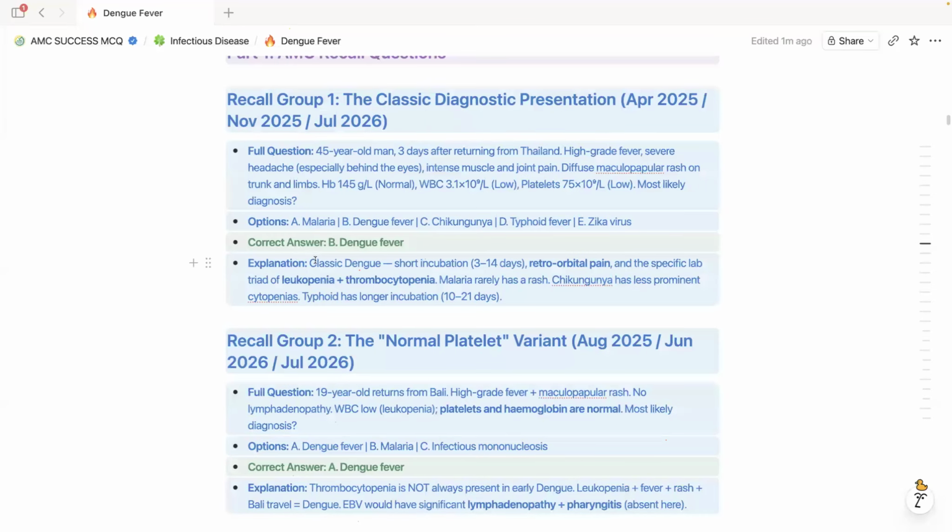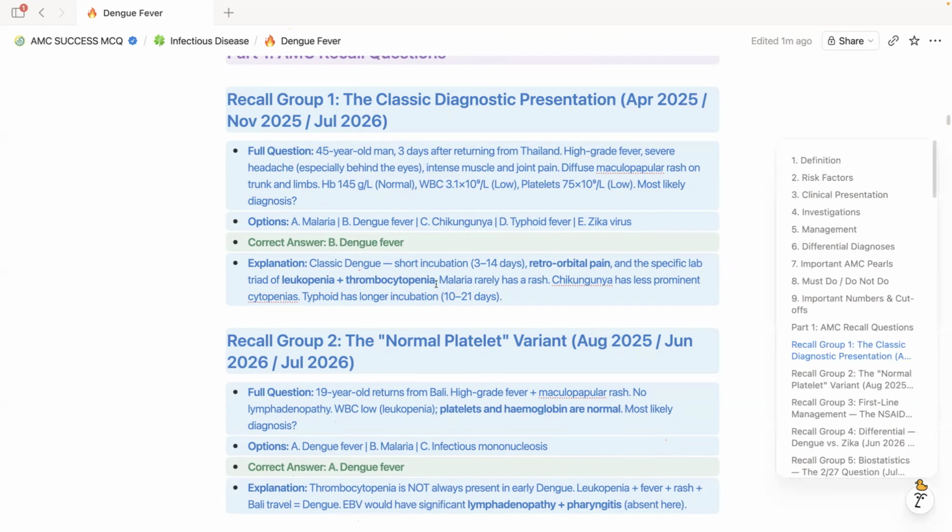A 45-year-old man, 3 days after returning from Thailand, has a high-grade fever, severe headache, especially behind the eye, intense muscle and joint pain, diffuse maculopapular rash on the trunk and limbs. Hemoglobin is 145, which is normal, WBC is 3.1, which is low, platelets are 75, low. Most likely diagnosis: malaria, dengue, chikungunya, typhoid, Zika. This is very clearly dengue, because of the classic features.